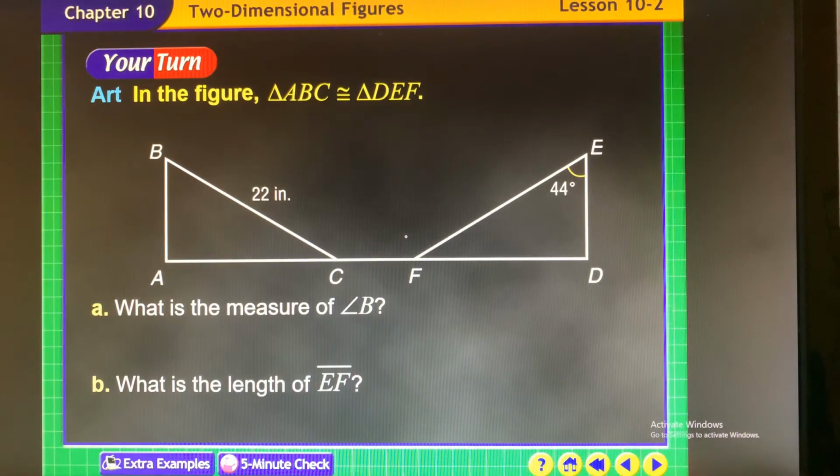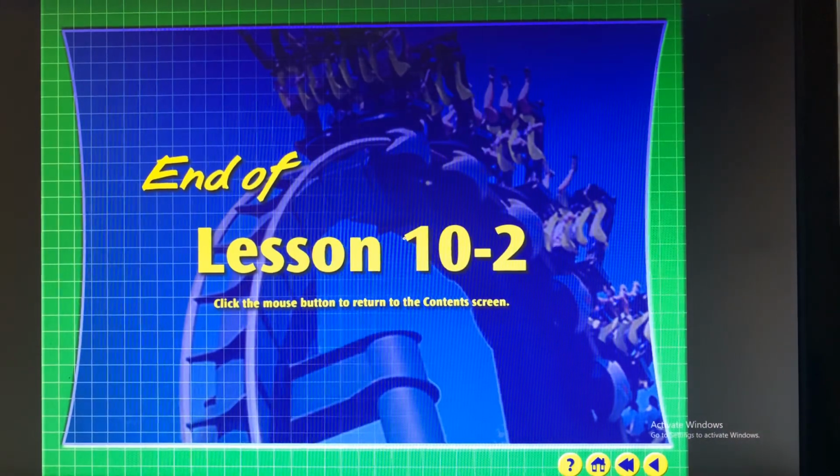Same process here. It's already matched up for you. So you can see angle B is congruent to angle E, so it would be 44 degrees. And line segment or side EF is congruent to BC. So if BC is 22 inches, then EF is 22 inches. Done. Fastest lesson ever.